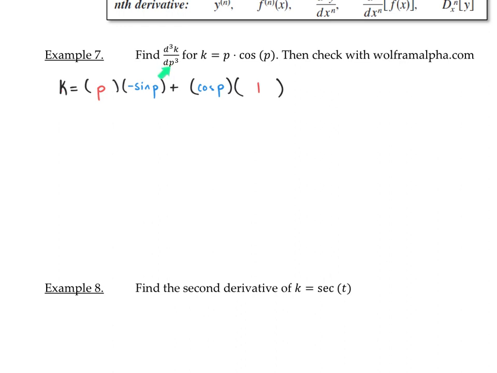So notice in our Leibniz notation, we're taking a derivative with respect to p. Let's go ahead and simplify. So minus p sine p plus cosine of p. And there's nothing I can do to factor or make that look any better, so we'll just go ahead and leave it like it is. Okay, and that was actually k prime. I just realized I wrote k, but that was my k prime. Okay, if I want to find k double prime, I just take the derivative of this.